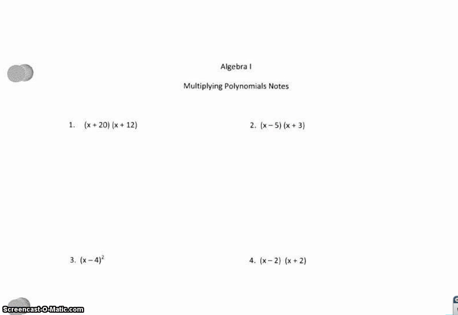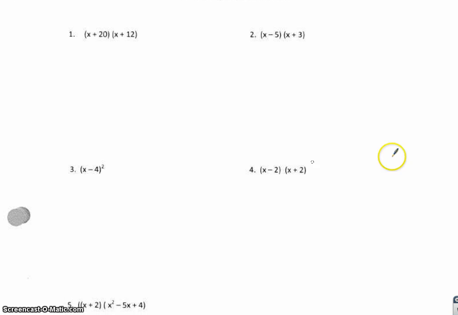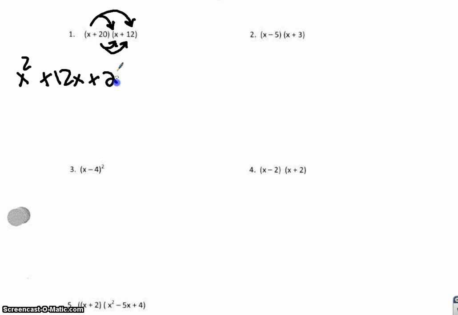Okay, so looking at your notes, you're going to take your x and you're going to distribute it. X times x is x squared. X times 12 is plus 12x. Now you take your 20 and distribute it. Remember, when you distribute, you're multiplying. 20 times x is plus 20x. 20 times 12 is plus 240.